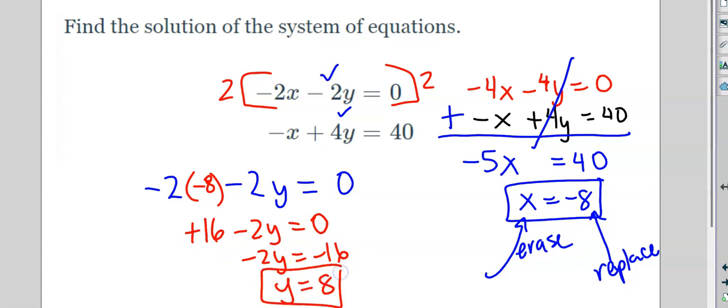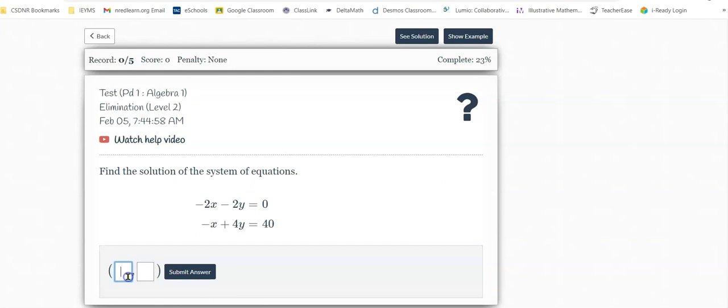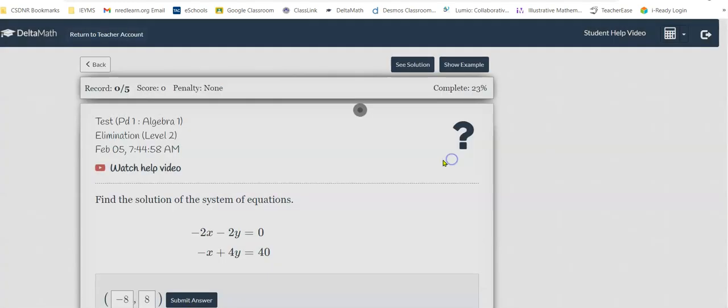And there's my solution. So make sure you type your answers correctly in the order that they should be, which is x first and then y. So our point here is (-8, 8). That's our solution point. Negative 8, positive 8. So I'm going to go back here and type this. Negative 8, positive 8. Submit my answer.